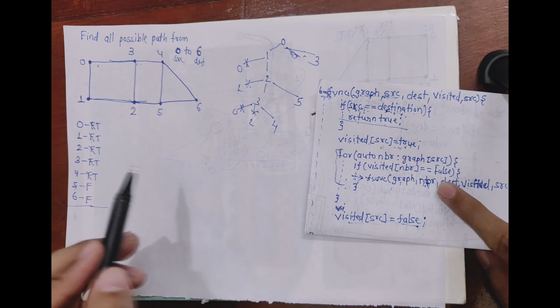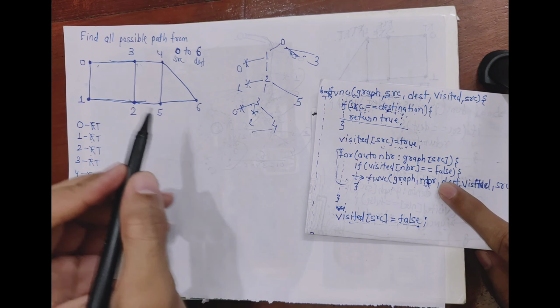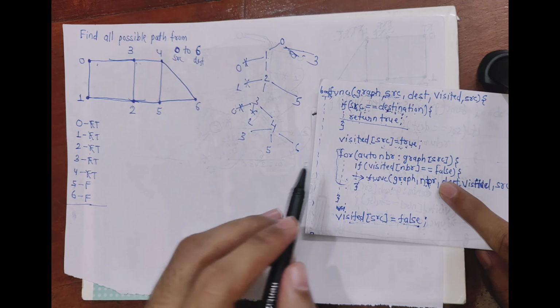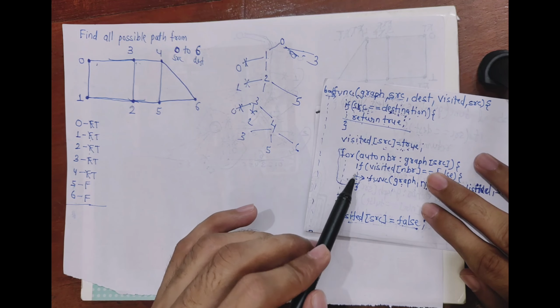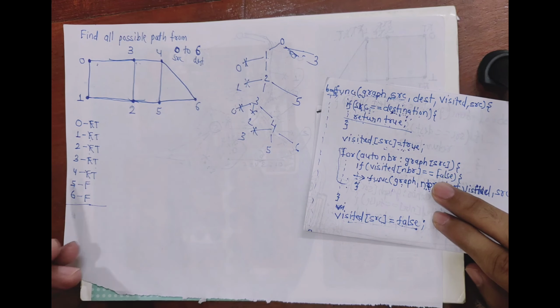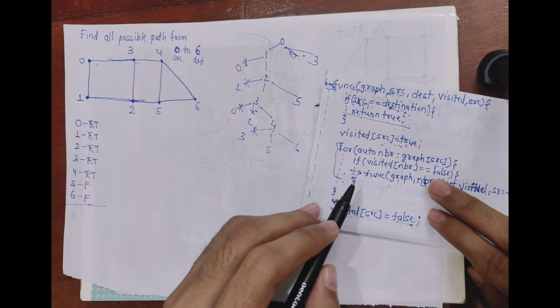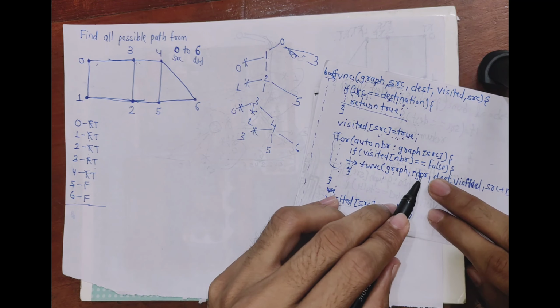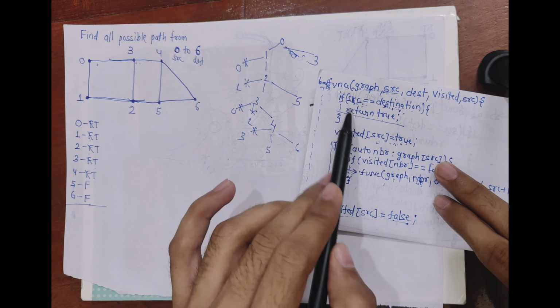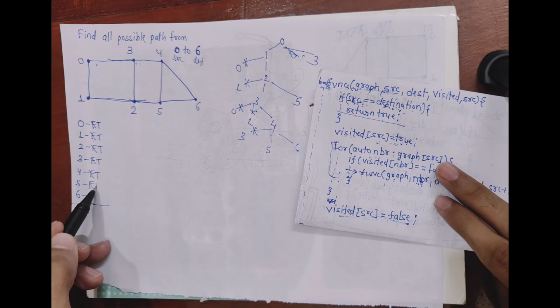Now we have to check its neighbors. So 4's neighbors are 3, 5 and 6, right? Now again we have to check which neighbor is false. So 3 is true, this will not work. 5 is false, yeah, we will be able to do a recursive call making 5 as a source node. So we are at this point. Now 5 is not equal to 6, this will not work. We have to set 5 as true, right?